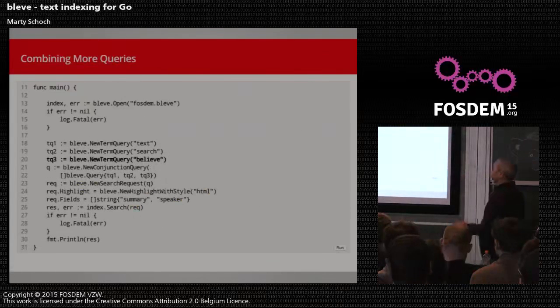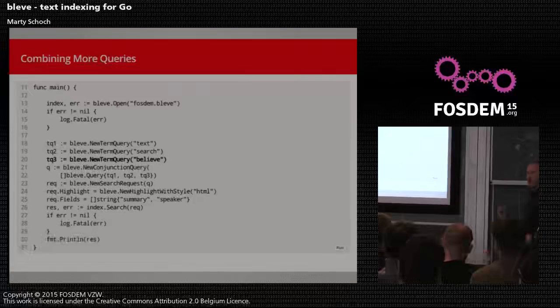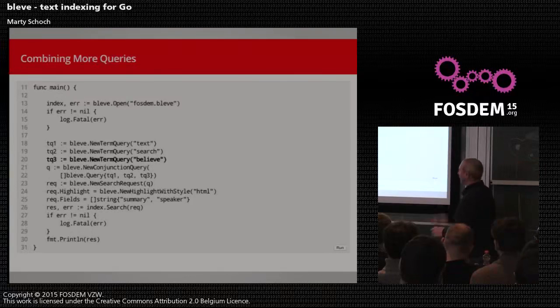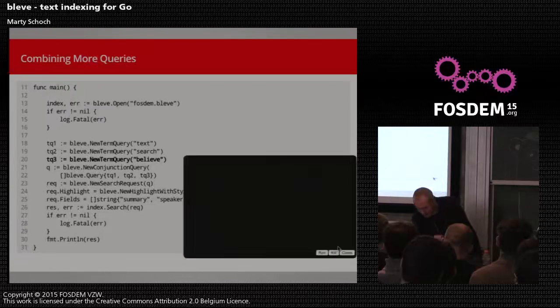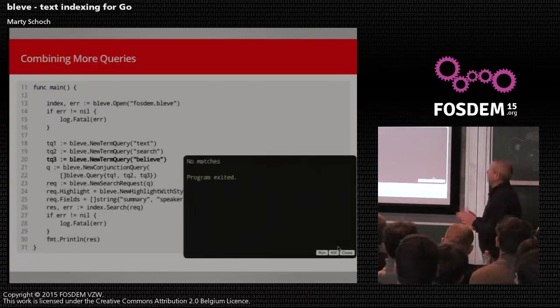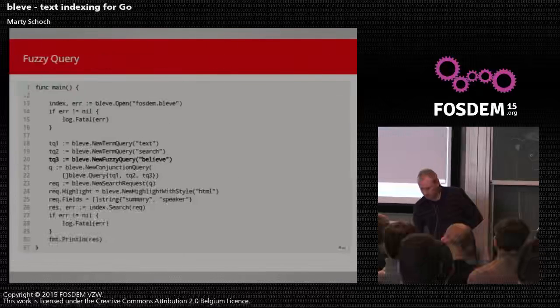Now, let's say we wanted to combine more queries. Maybe somebody was out in the hallway before this talk and they said, I heard about this library called Bleve, something to do with text search. But they type it in as they heard it, like an English speaker might type it in as believe. So if we run that, these are just all ANDed together. That's not going to match anything because none of the documents have text and search and believe.